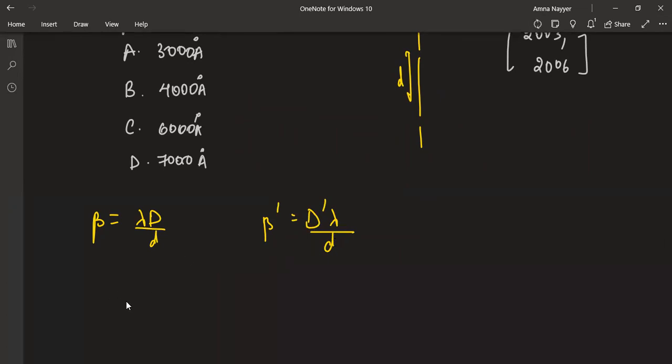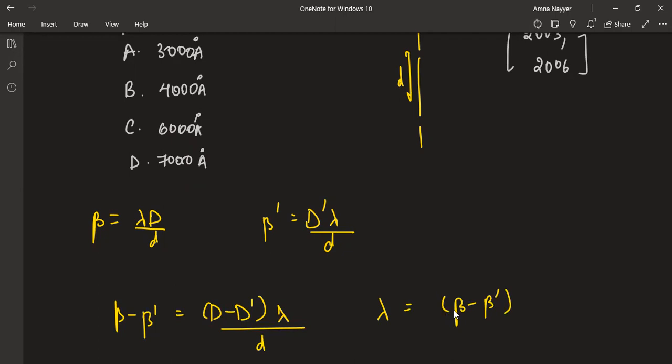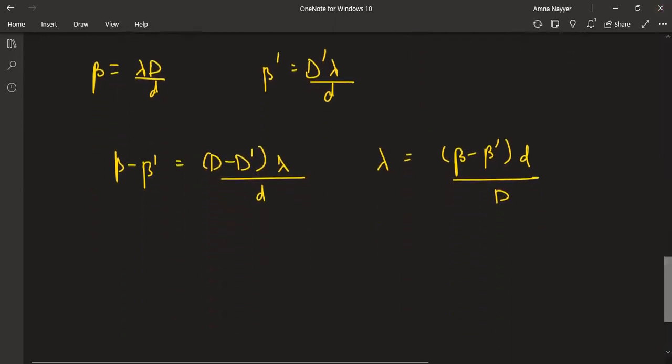So if you take the difference between them, beta minus beta dash, capital D minus capital D dash will be taken common. And what will be left? Lambda by small d. This much will be left. So lambda you can write as beta minus beta dash multiplied by small d divided by capital D. This much you can write for lambda.